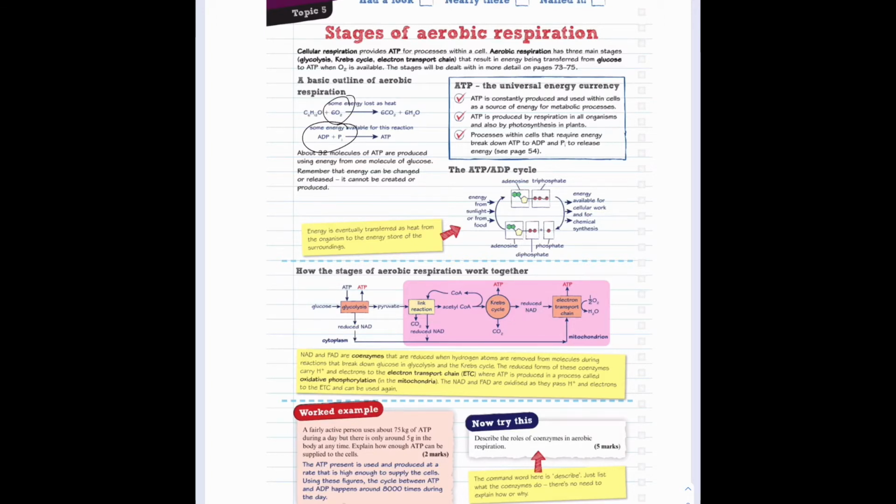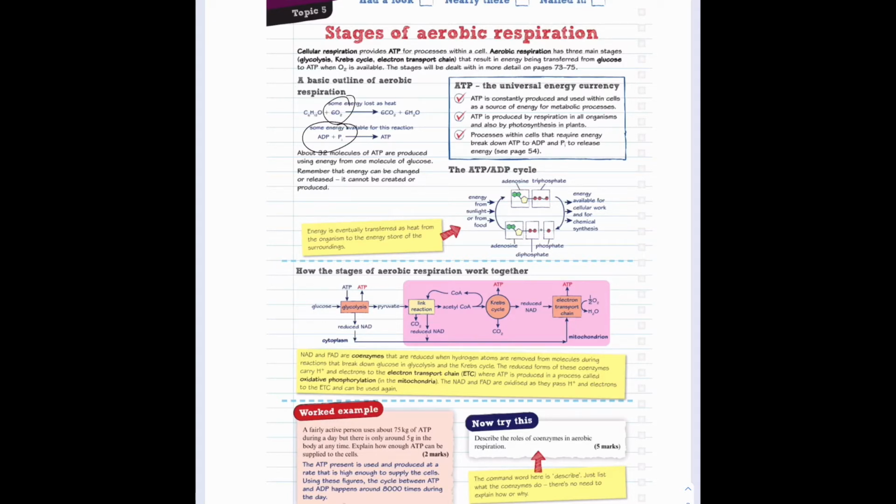be created or produced. So ATP is the universal energy currency, and that means ATP is constantly produced and used within the cells as a source of energy for metabolic reactions. It is produced by respiration in all organisms, including plants, through photosynthesis, and it's a process within cells that requires energy to break down from ATP to ADP and phosphate and to release the energy.